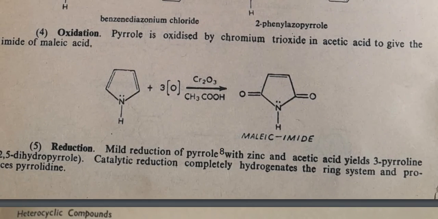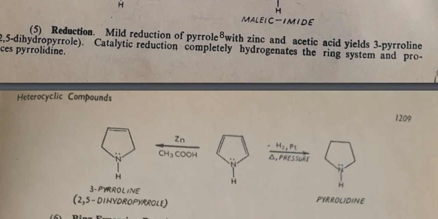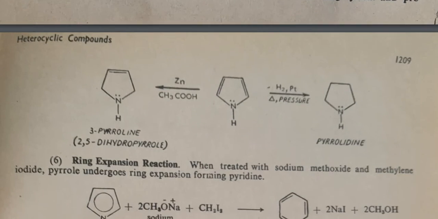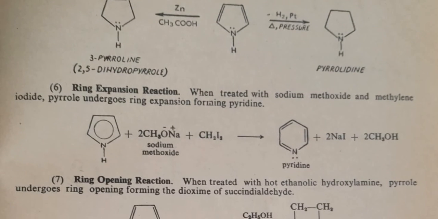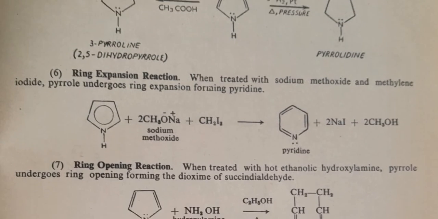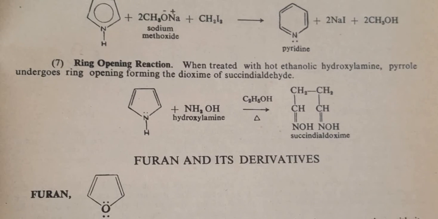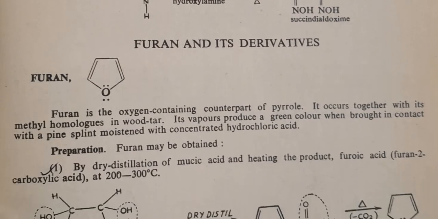On oxidation, you will get the maleimide. On reduction, you will get 2 products, 3-pyrroline and pyrrolidine. Ring expansion reactions, starting from pyrrole, you will get the pyridine. Ring opening reactions, you can see the pyrrole undergoes reaction with hydroxylamine. In presence of ethanol, you will get the succindialdoxime.